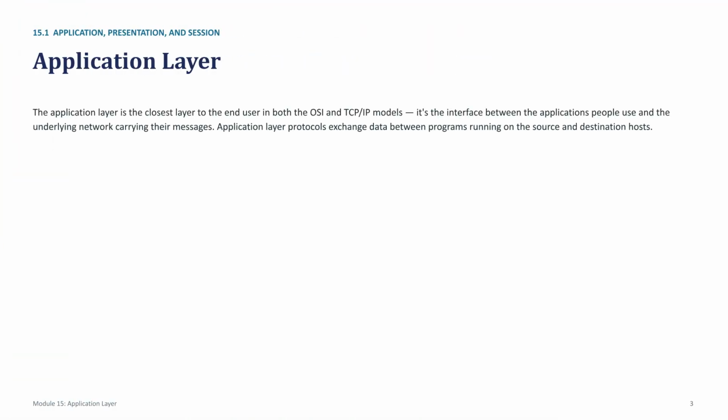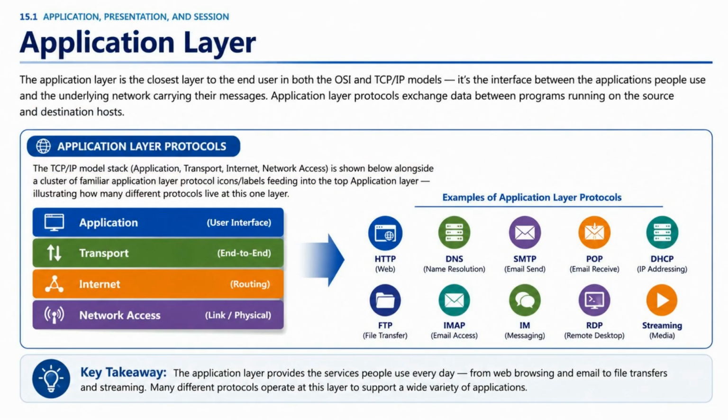The application layer is the closest layer to the end user in both OSI and TCP/IP models, the interface between the applications people actually use and the network underneath. Walk the protocol list on screen. HTTP, DNS, SMTP, POP, DHCP, FTP, IMAP, all living at this one layer, each covered individually later in the module.